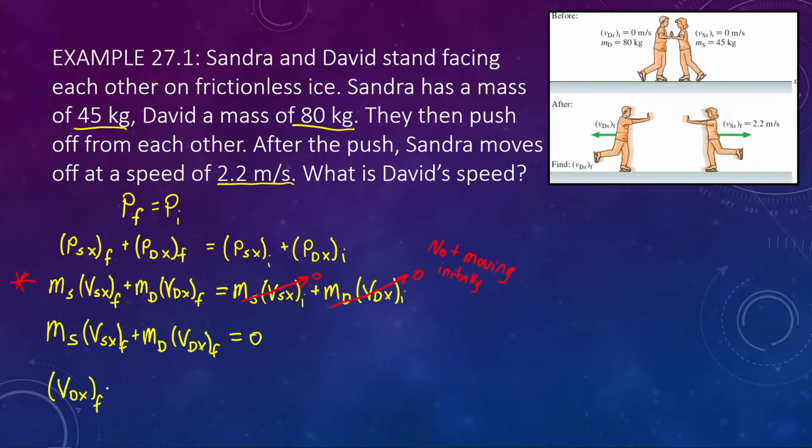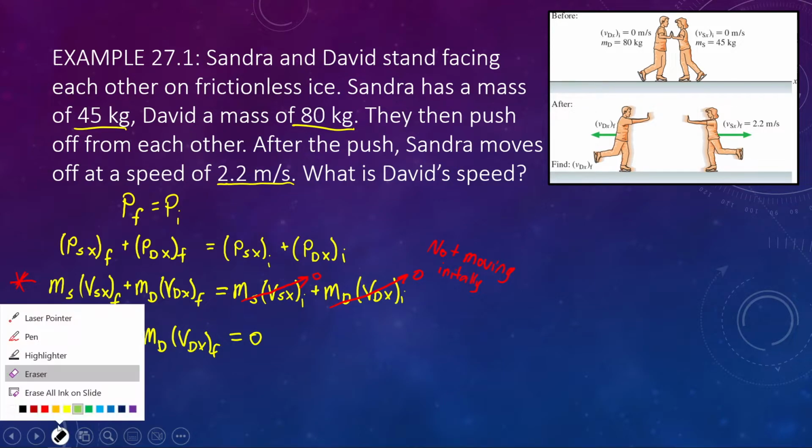VDX final, David's final speed. We subtract this ms term over. So we're going to subtract this msv term over to the other side. And then we're going to divide by md, the mass of David. So let's do that.